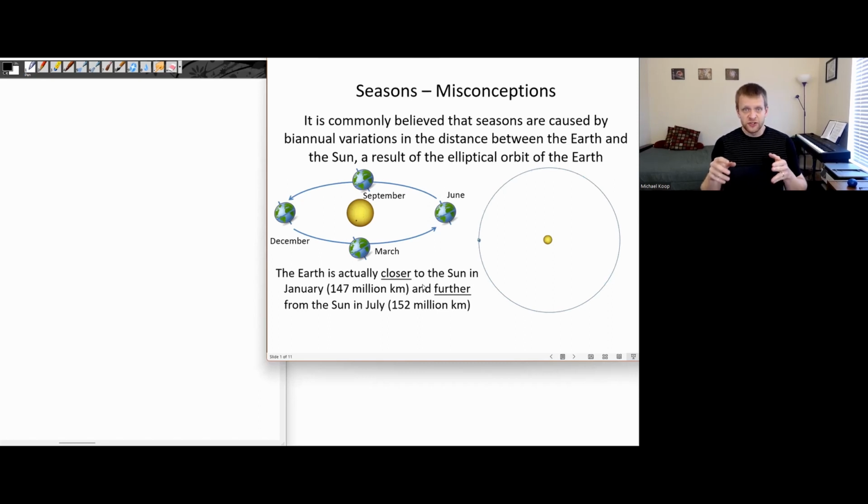Also, it's important to remember some of the patterns that you may have heard about with the seasons. When it is summer in the Northern Hemisphere, what season is being experienced in the Southern Hemisphere? When it's summer in the Northern Hemisphere, it's actually winter in the Southern Hemisphere, and vice versa. When it's winter in the Northern Hemisphere, it would be summer in the Southern Hemisphere.